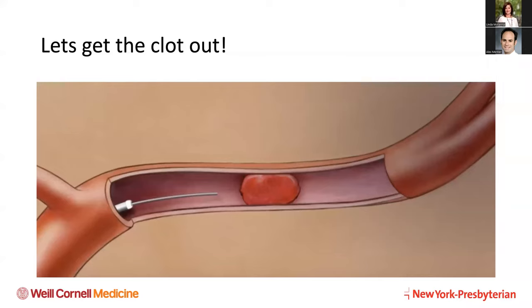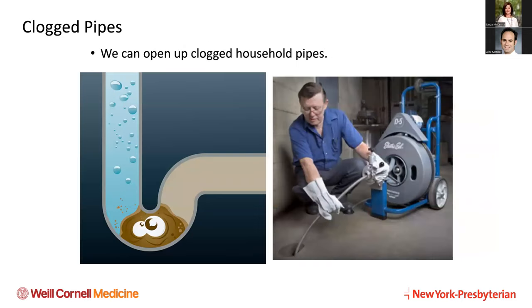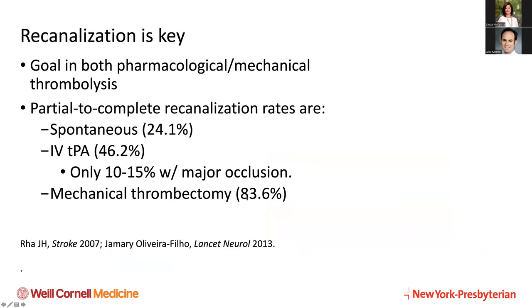So just like I mentioned in the beginning, we can use Drano or TPA, or we can manually try to fish out that clot like a plumber and actually go into the brain, into the artery, and take out the clot. And here's just to really drive home the point: there's a clogged pipe, and so we need to get that clog out. And the goal really is to reopen the artery. And that's the goal from either TPA or thrombectomy.